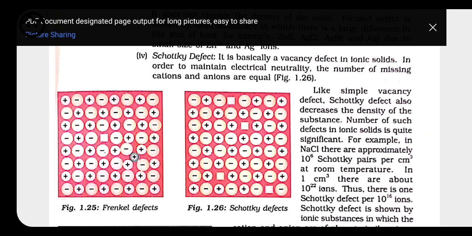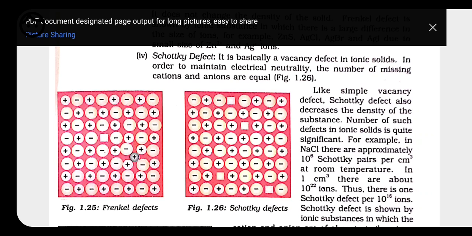If two positive ions are released, then two negative ions should also come out from the defect. It means it has to maintain electrical neutrality, but because of the smaller number of positive and negative ions, there is a decrease in the density.